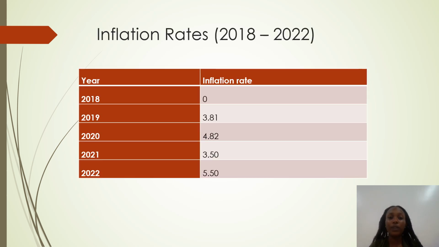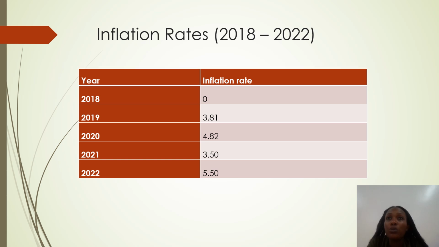Let's proceed with the inflation rate. How is the inflation rate calculated using the CPI? It is calculated in this way: you take the CPI for the current year minus the CPI for the previous year, over the CPI of the previous year. So you can ask yourself, why is the inflation rate of 2018 equal to 0?